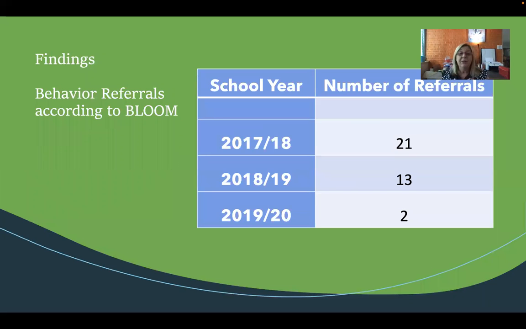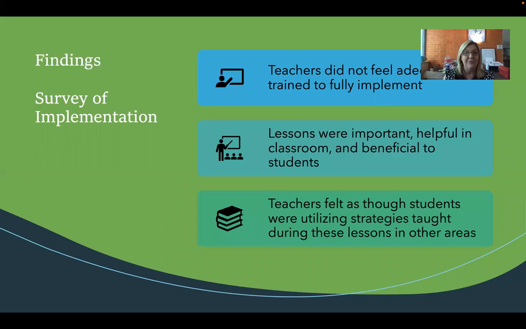And then the behavior referrals, that was the percentages before. This is the actual number of referrals for second grade. 2017-18, the year before, was 21 referrals. Year 1, 2018-19, was 13. And year 2, 2019-20, was 2 referrals. Again, go back to COVID-19 for that low number.